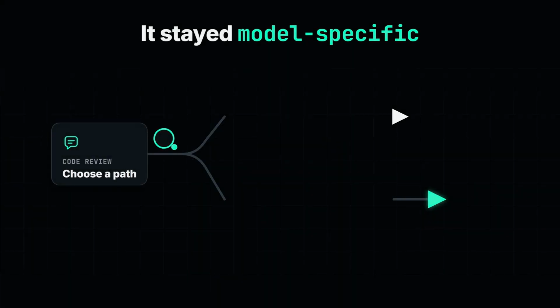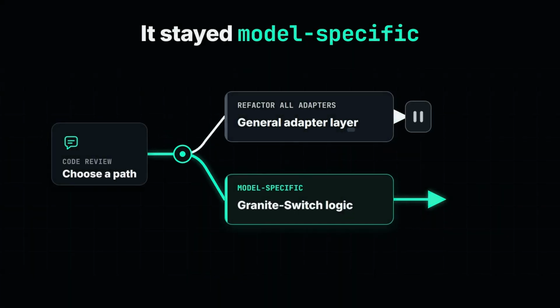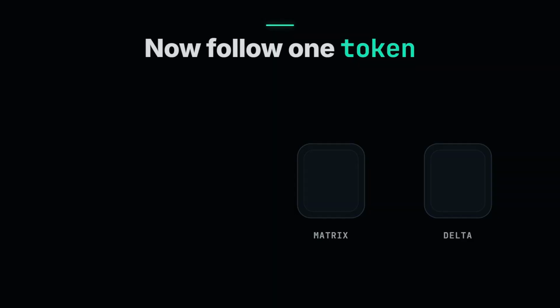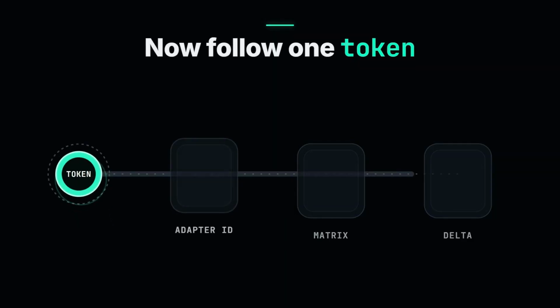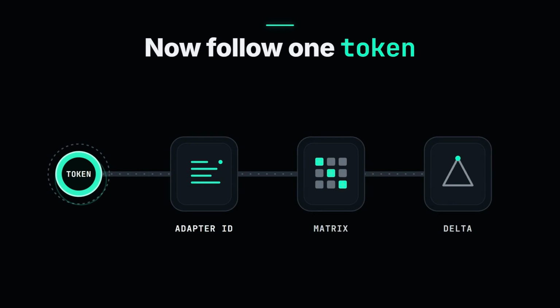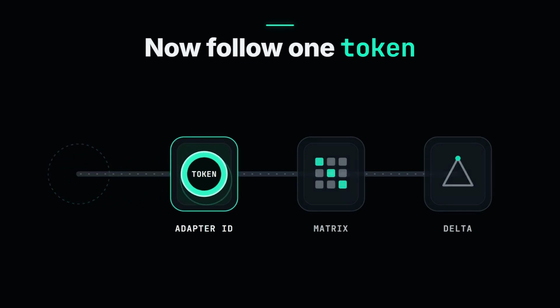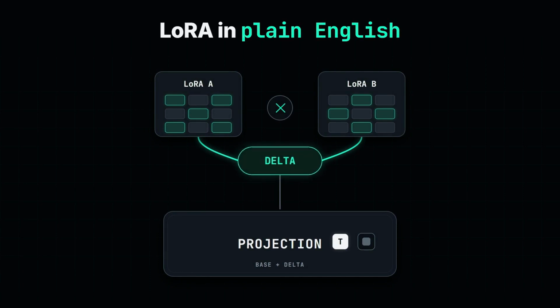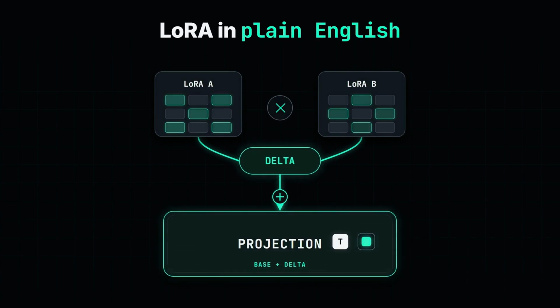Reviewers discussed refactoring the existing adapter infrastructure, but the merged path kept specialized logic centered on Granite-Switch. To understand why that choice works, follow a token from prompt text to adapter ID, matrix selection, and added model delta. Here, a LoRA adapter is a compact pair of matrices that adds a learned delta to selected model projections.